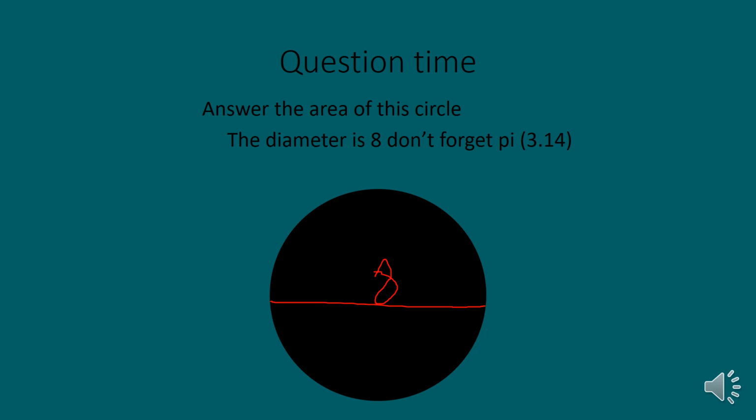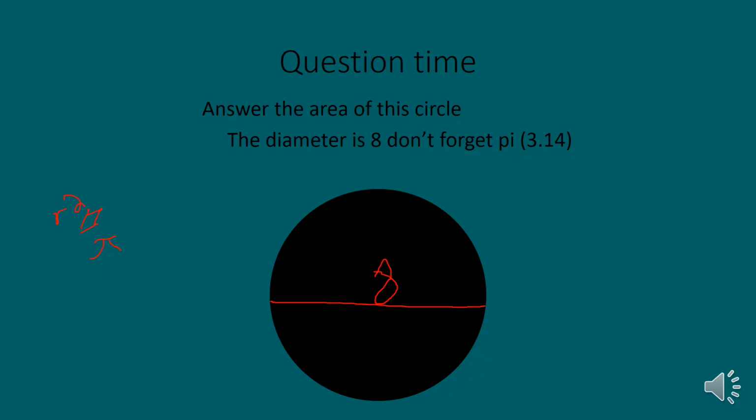Great job, guys. I know you guys got it right. So let us not forget the formula. r squared times pi. Okay, guys? So if you guys don't know what this symbol is, it's just the symbol for pi, like this. All right, guys? Now, what's half of 8? Because the radius is half the diameter.